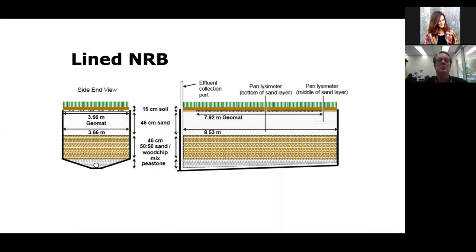The lined system is like the unlined system, except in 2 ways. One, it has a liner, as you might expect. And also what's not shown on the diagram is there's a pipe that captures all of the effluent that comes out of the system and takes it up to the interface between the sand layer and the sand and wood chip layer. So this layer is always saturated because there's a hydraulic head created by this pipe going up here. And then that pipe goes to final disposal.